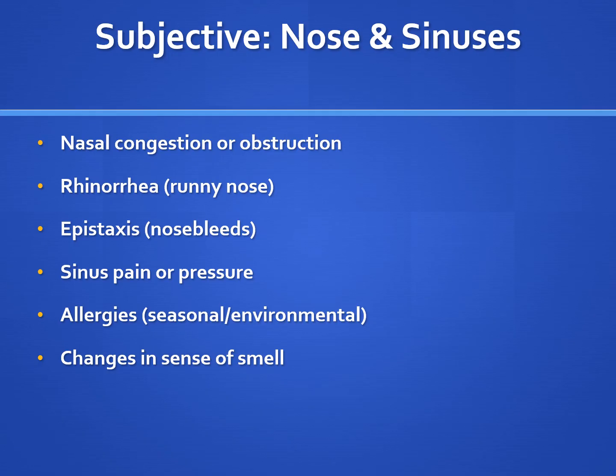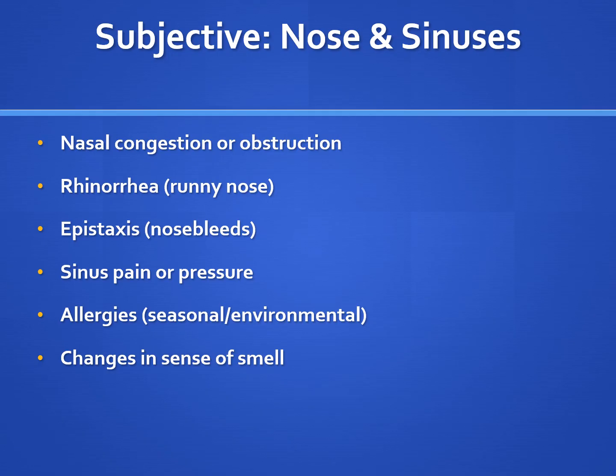Now we're moving into the subjective assessment of nose and sinuses, and we want to think about our function here again. So this is airflow, filtration, and a sense of smell. So nasal congestion or obstruction, we want to ask if the patient feels like it's blocked or congested, one side or both. Is this constant or intermittent? This can point to infection or allergies or any structural issues like a deviated septum.